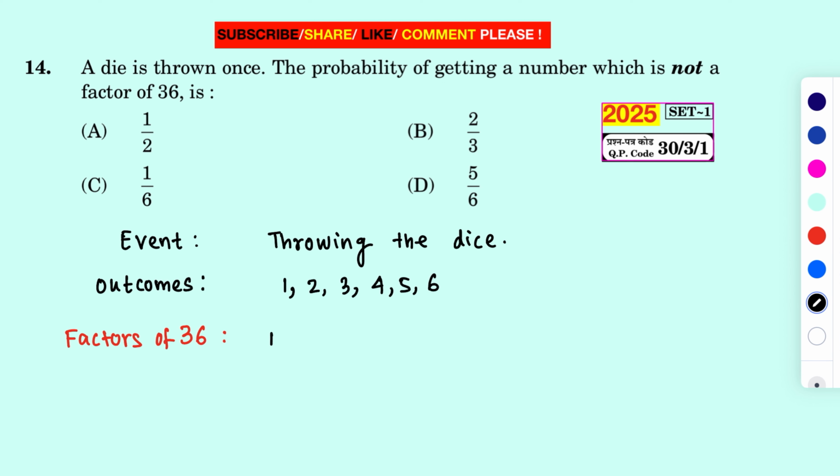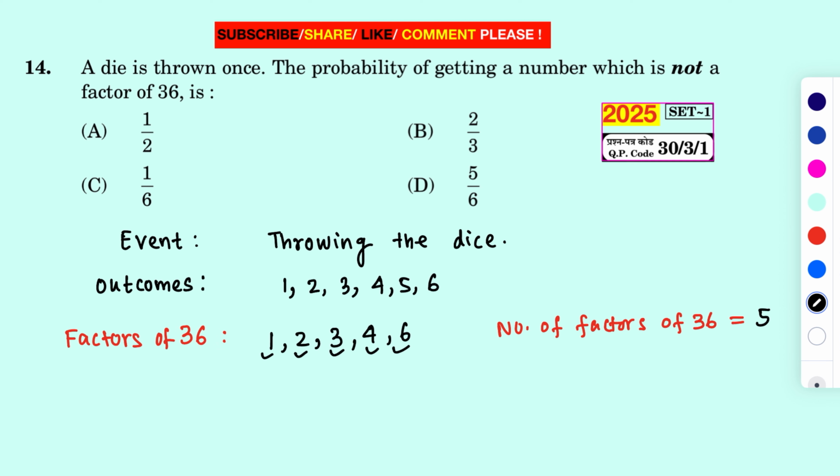1 is a factor. If you check, 2 is also a factor, because factor means it is completely divisible by it. 3 is a factor because 36 is divisible by 3. 4 is also a factor and 6 is also a factor. 5 is not a factor of 36. So the number of factors of 36 among these is 5 numbers: 1, 2, 3, 4, 6. These 5 numbers are the factors of 36.